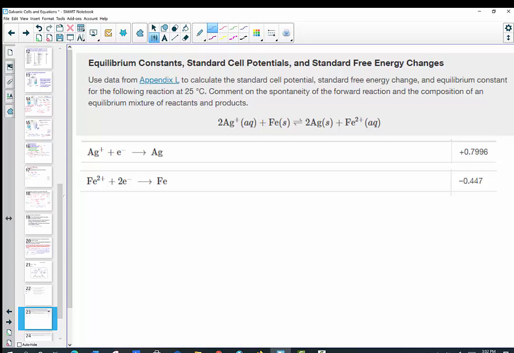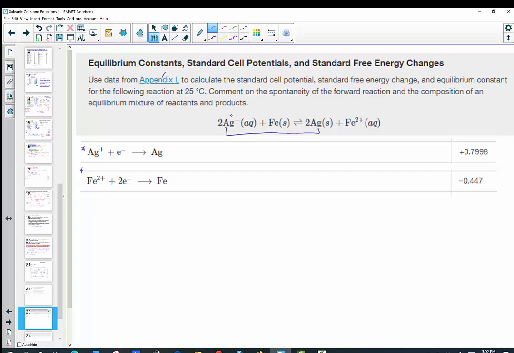Let's try a couple together and we'll wrap up our lesson. It says, using data from Appendix L. I want you to realize that that just means the standard table of reductions I've provided for you. These are not part of the test problem. You have to go in and find those from your standard table. So it might be helpful to just have that table printed and leave it on your desk. We're going to calculate the standard cell potential, standard free energy change, the equilibrium constant, all at the following conditions. Alrighty, let's take a look at what we have. Silver +1 is going to silver element.